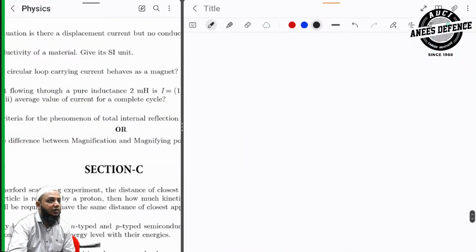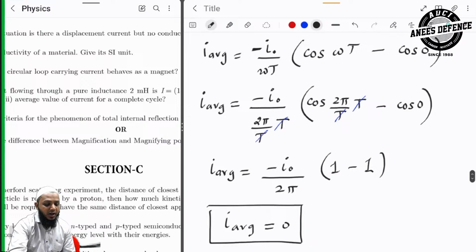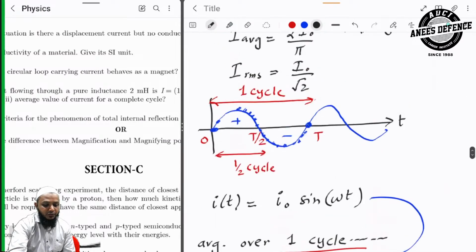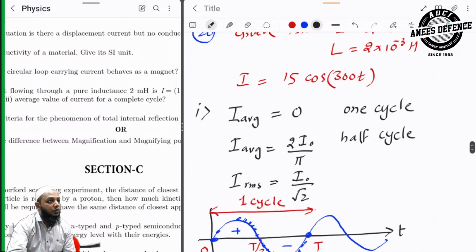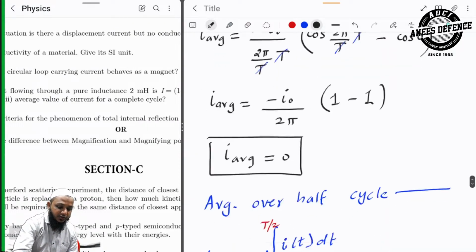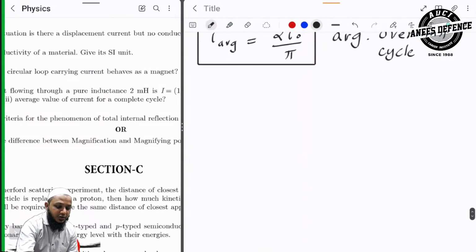Very good. Correct? Now the third thing is I RMS. Now what is the full form of RMS? Root mean square. See, I will write it for you. Now the third thing I have to prove is RMS, root mean square.